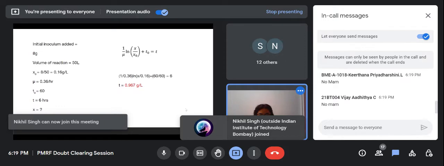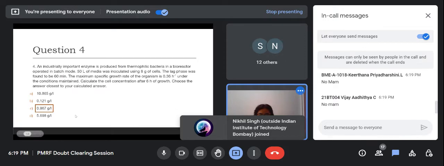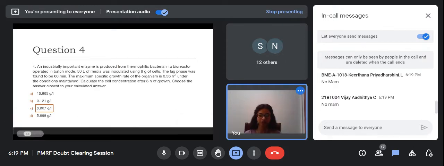So the answer would be, in this case, 0.967 grams per liter. That is the concentration of cells in the reaction after 6 hours of growth, in the log phase itself.